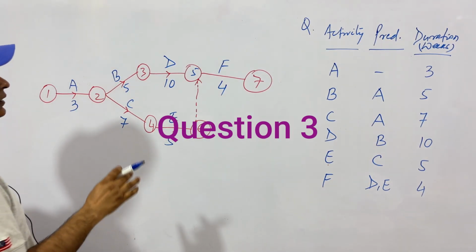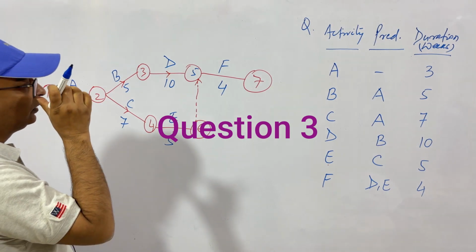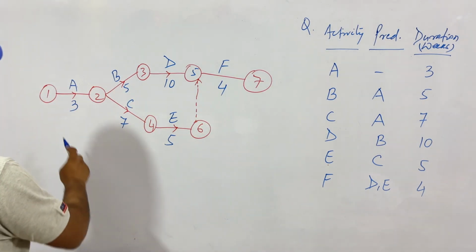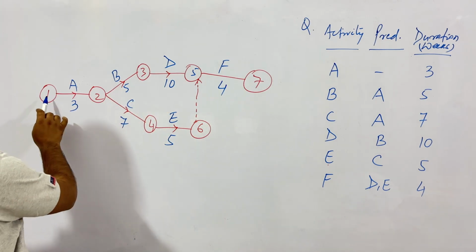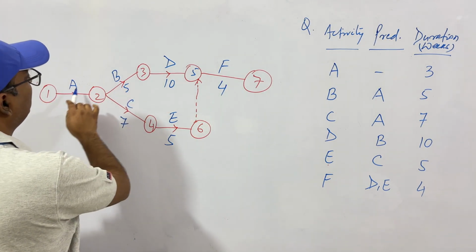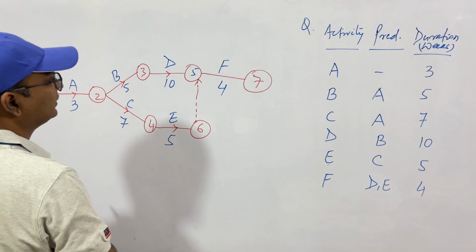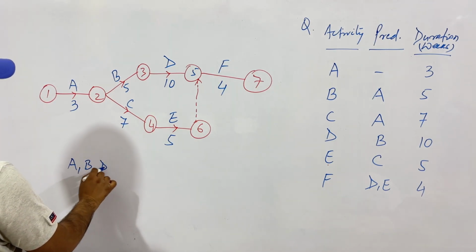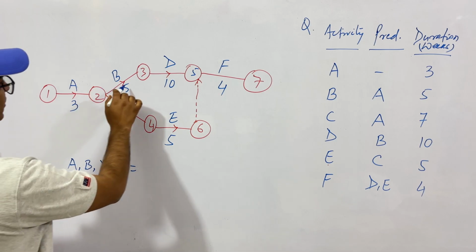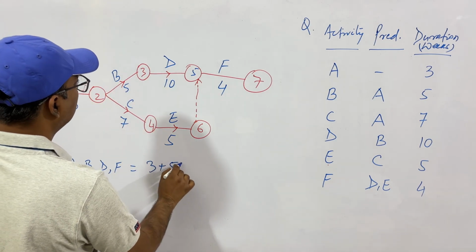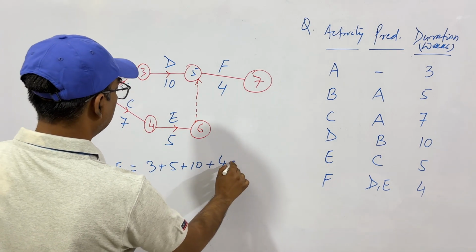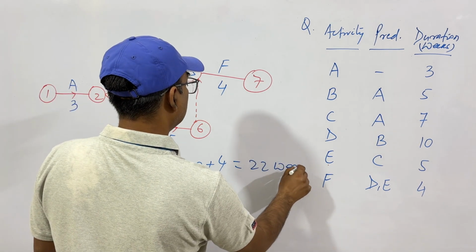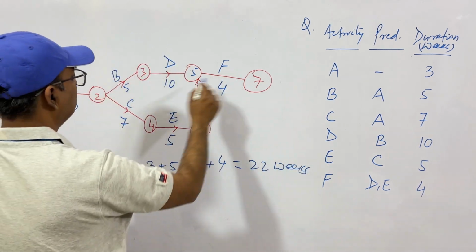Now let's find the minimum time required to complete this project and find what is the critical path. See, we have two ways to go. First is this one, A, B, D, F. This is the first way. What will be the time here? 3 plus 5 plus 10 plus 4. This comes to 8 plus 10, 18 plus 4. So 22 weeks.